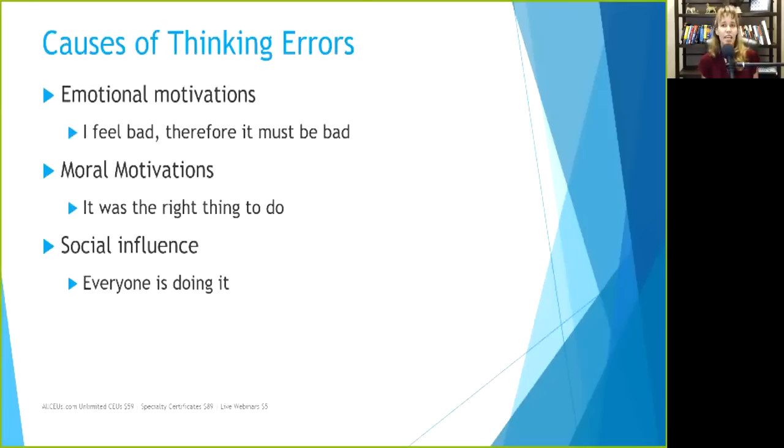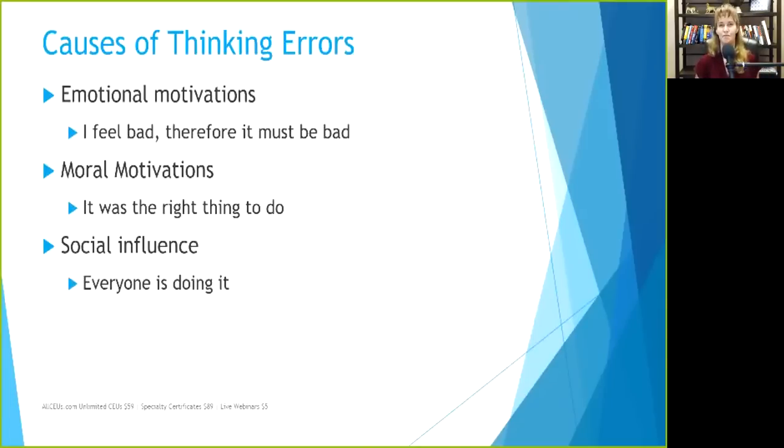Other causes of thinking errors: emotional motivations. I feel bad, therefore whatever I'm thinking must be bad. If I'm scared, that means whatever's coming on the other end of the phone is bad news. Moral motivations. I did it because it was the right thing to do. And that can be an excuse for doing wrong behaviors as well. You can argue on the moral one. Social influence. Well, everyone else is doing it, so it must not be bad.